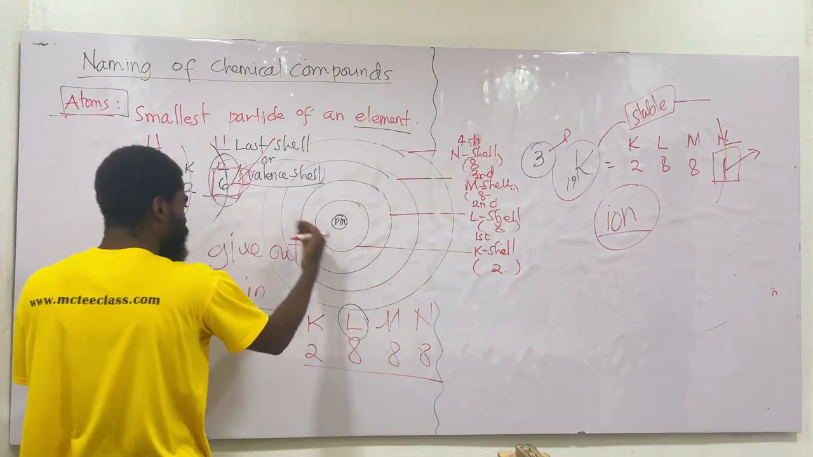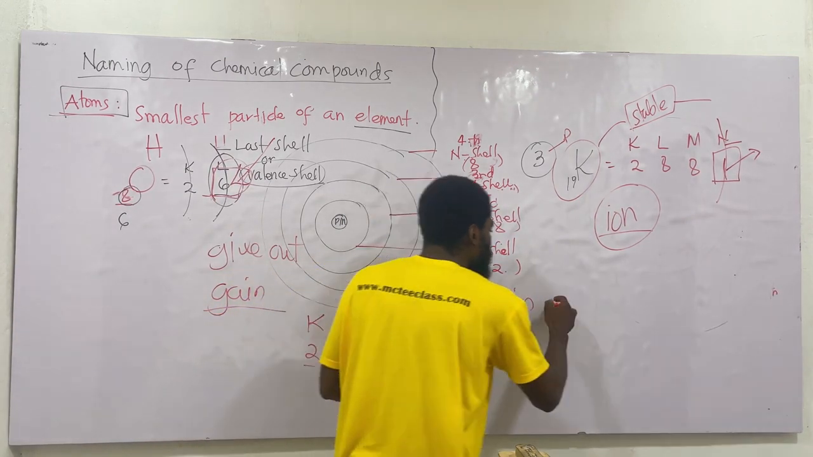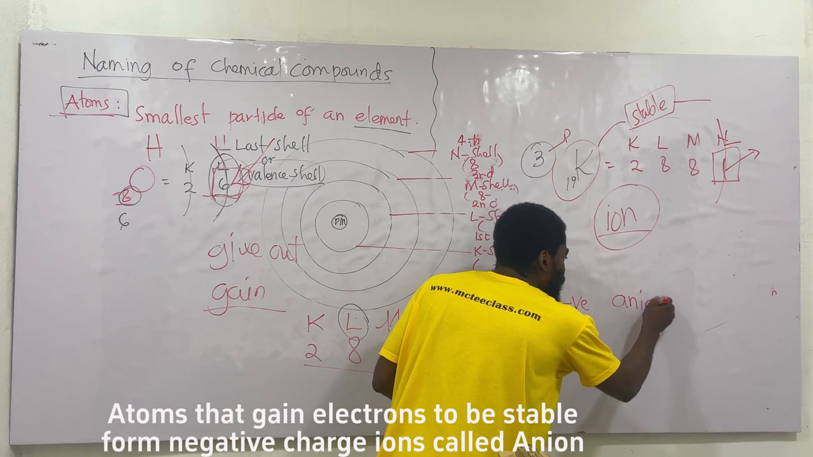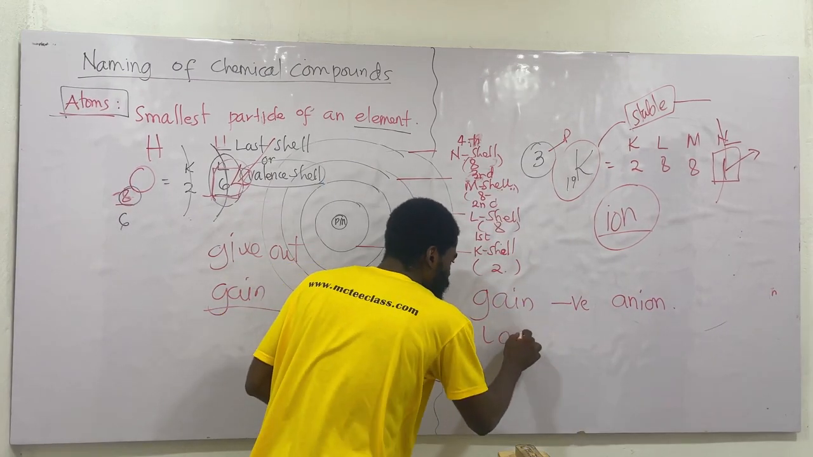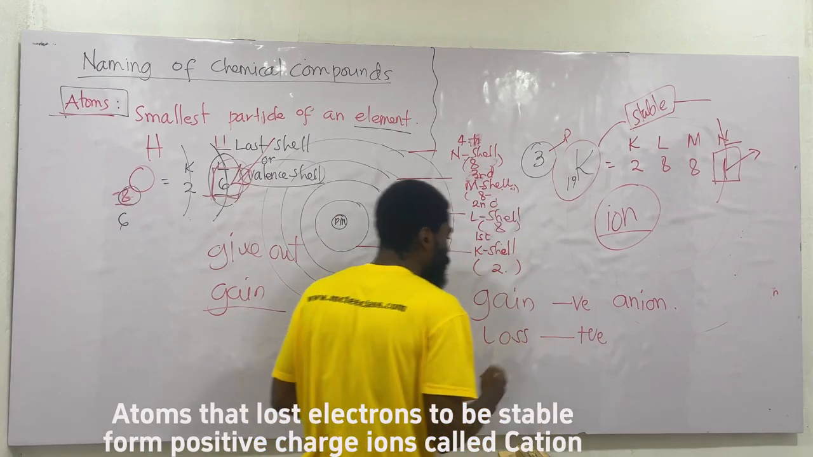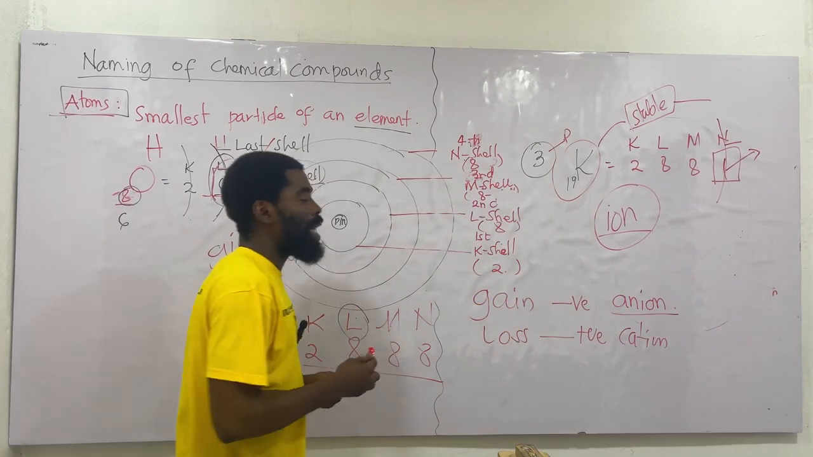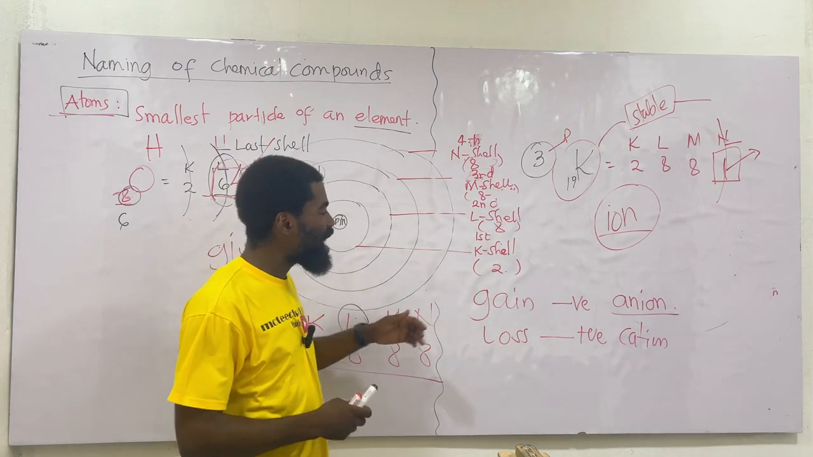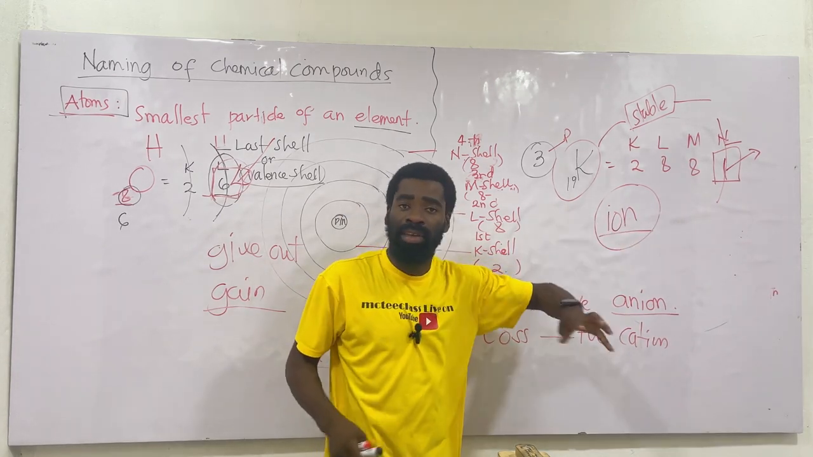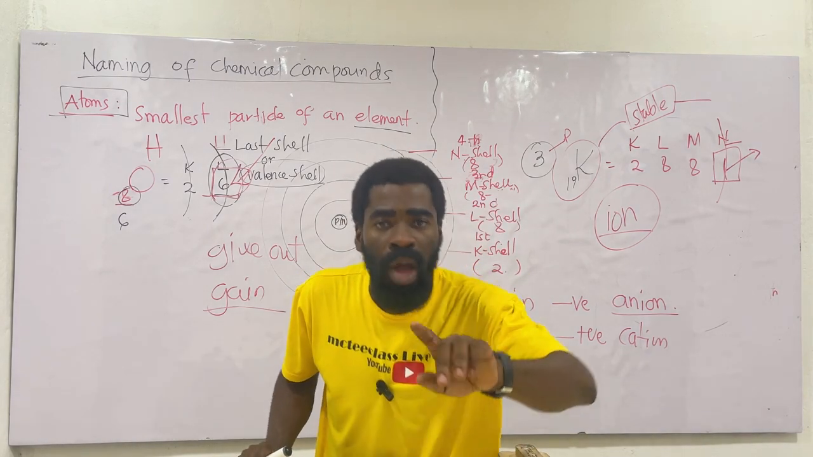If you receive, you become a negative ion. So if you gain an electron, you become a negative ion, and we call you an anion. But if you lose an electron, then you become positive. When you give out, you are positive, and we call that a cation. So anions are atoms that have gained electrons in order to be stable. What's an ion? An ion is a charged particle, an atom that has either lost or gained electrons in order to become stable.